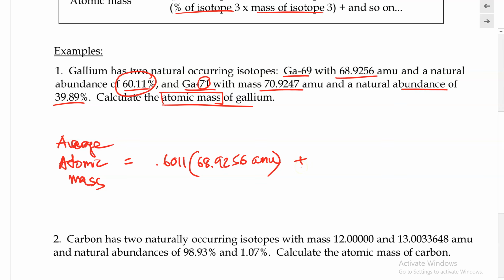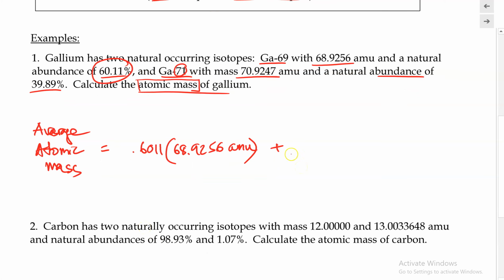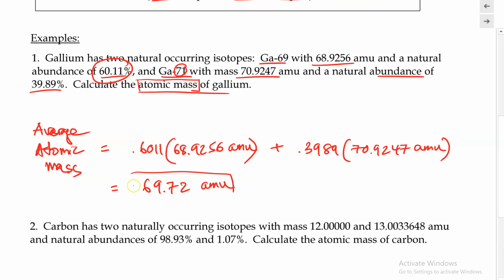plus the percentage of the second isotope, and we have to convert this into a decimal number. So in this case, 39.89% will become 0.3989 multiplied by the mass of the second isotope, which is 70.9247 AMU. So adding this together, this would then equal 69.72 AMU. And when we go to the periodic table, we would see that this is the value listed on the periodic table.